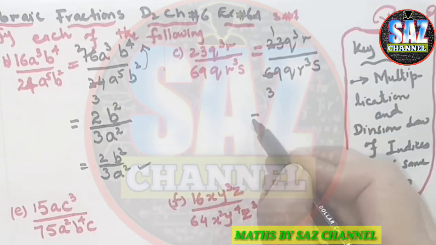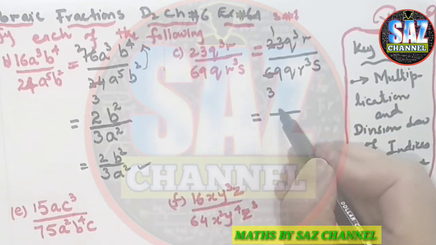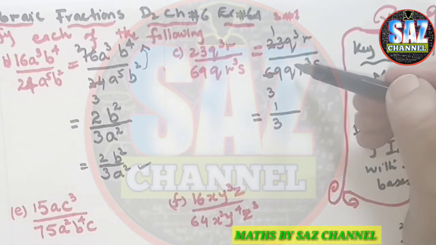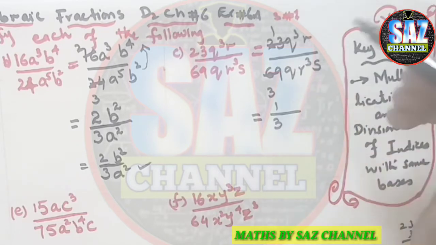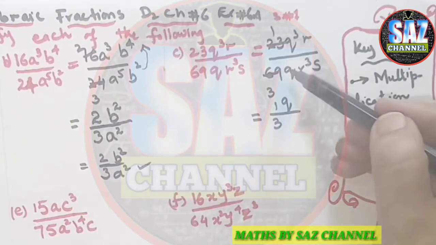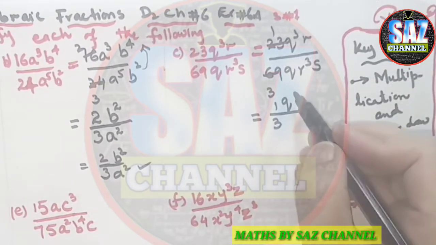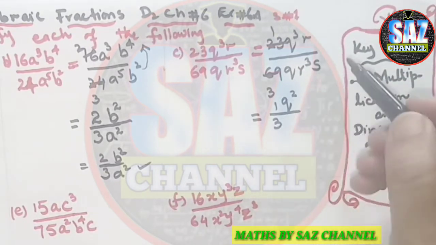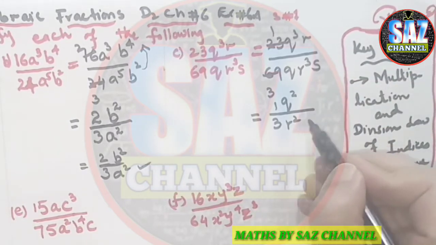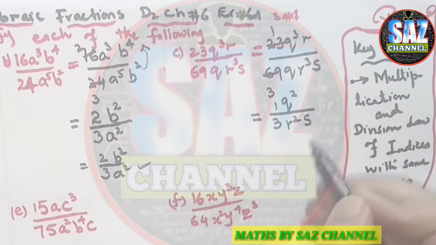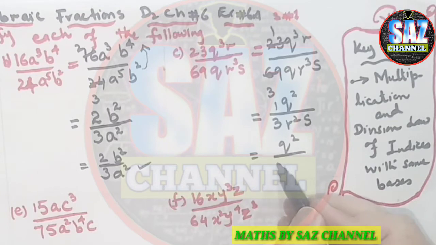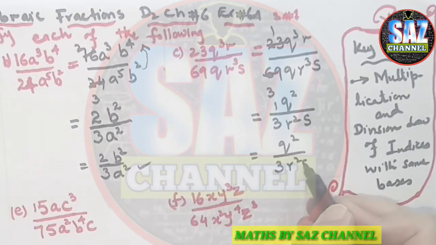So we have to apply the division law of indices with same bases. According to that, as q has the smaller index in the denominator, we will bring the smaller index in the numerator, and according to the quotient law it will become q^(3-2), which is q square. If you look at the r terms, it will become r square, and s is the single term, so it will be as it is. So my final answer will be q square by 3 r square s.